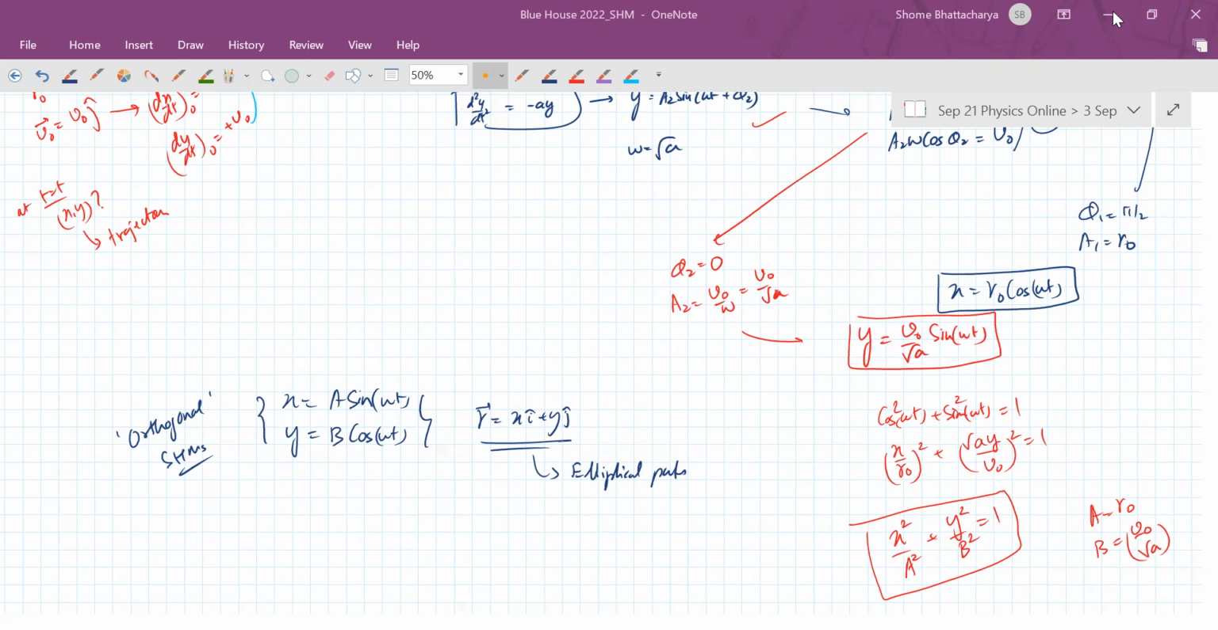SHM comes after gravitation, if I'm not mistaken. Yeah. So question 15 is that SHM on an inclined surface kind of concept.